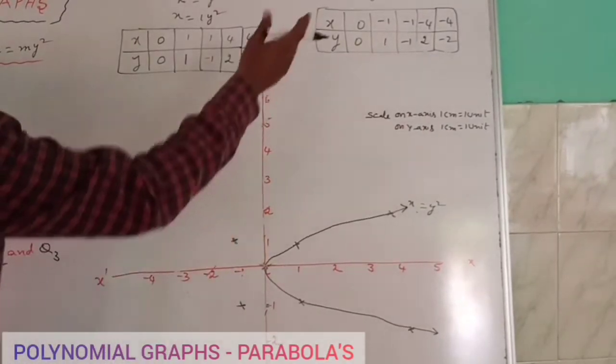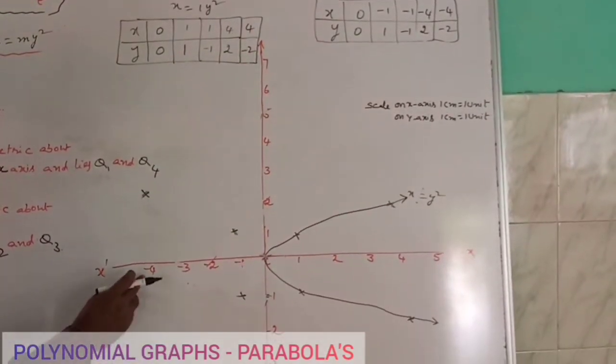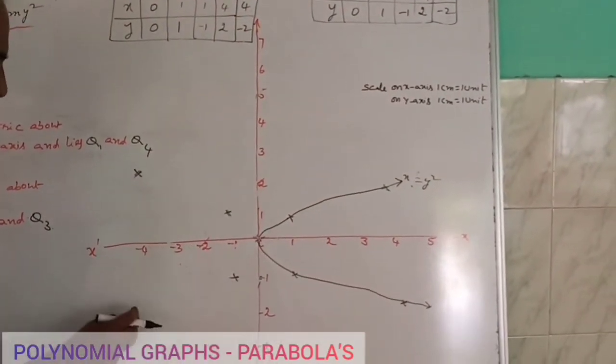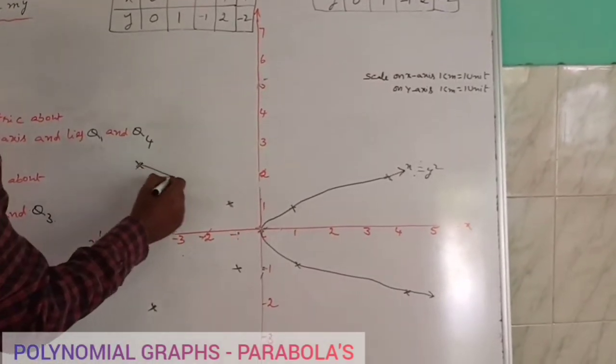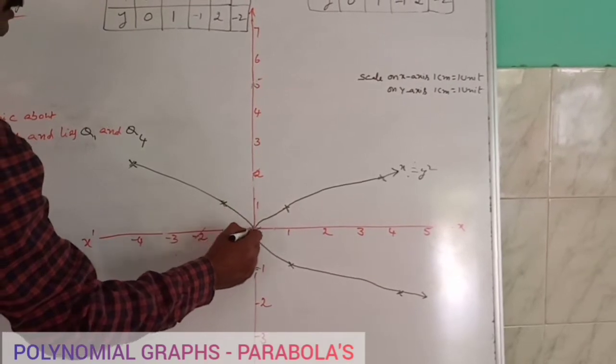Minus 4, 2. And minus 4, minus 2. These are the values, and these points are also joined with a smooth curve.